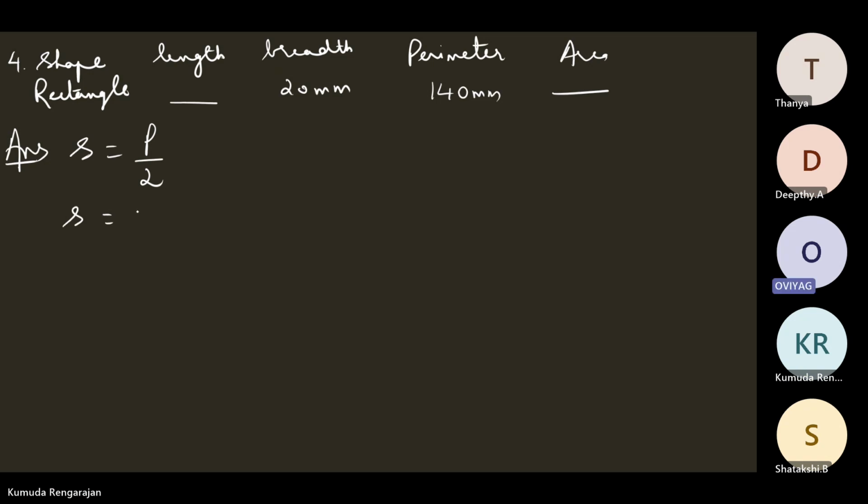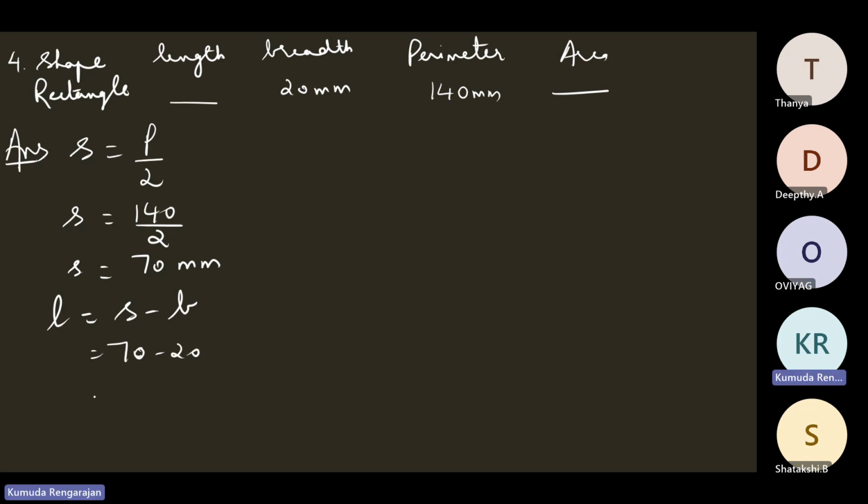Ma'am, we have to write 140 divided by 2. What is 140 by 2? 70, ma'am. 70 what unit? Millimeter, ma'am. Very good. So now you found the semi-perimeter. What's the next step? Then we have to find the length, ma'am. Length is equal to semi-perimeter minus breadth, ma'am. 70 minus 20. Very good. 50 millimeter, ma'am. Very good.